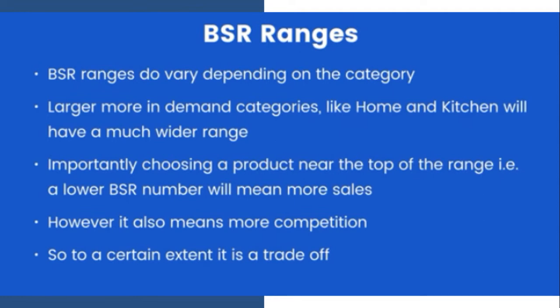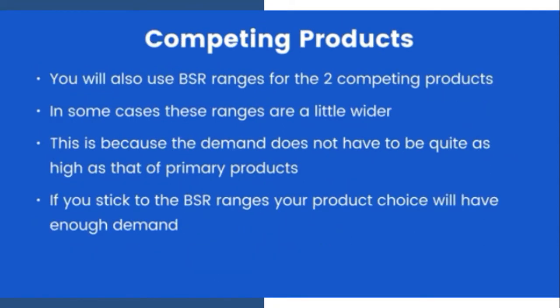All right. So however, it also means more competition. Yeah. So to a certain extent, it's a trade-off. By that I mean, if you want to sell in a lower BSR range, which has a higher competition, then you have to look at things like reviews and see how you can break even in that niche. All right. So competing products. You will also use BSR ranges for two competing products. In some cases, these ranges are a little wider. This is because the demand does not have to be quite as high as that of the primary products. So if you stick to the BSR ranges, your product choice will have enough demand.